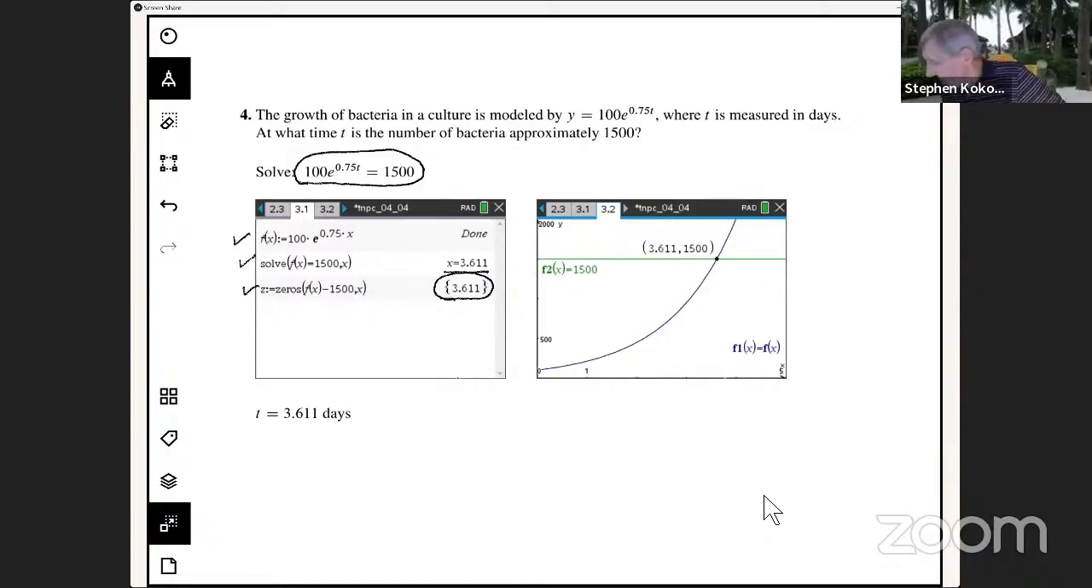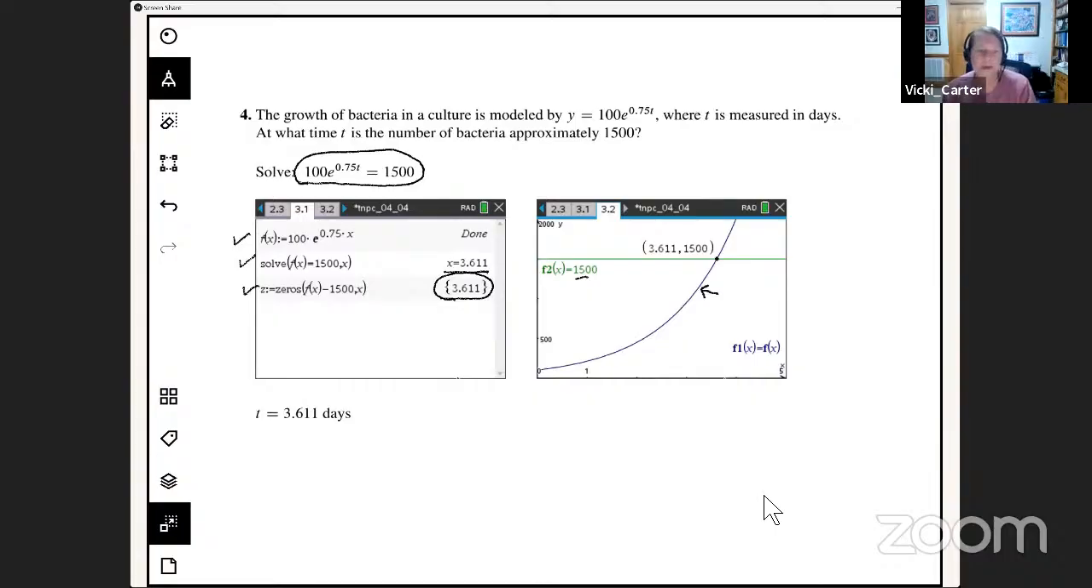Here's another way to get that on the graph screen. What I've done is I have plotted, I think that's in color on your screen, that blue curve is a graph of y equals 100 e to the 0.75 t. Here's a graph of y equals 1,500, that horizontal line. And once again, all I did is try to find that point of intersection, and I've got the 3.611. Again, I'm feeling pretty confident about this answer. I think I've got it.